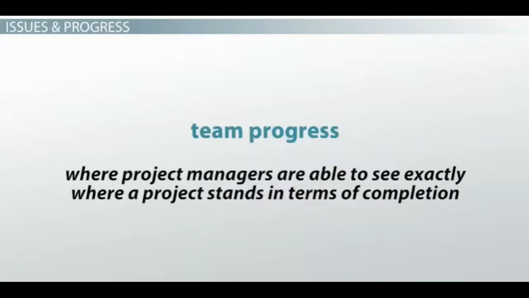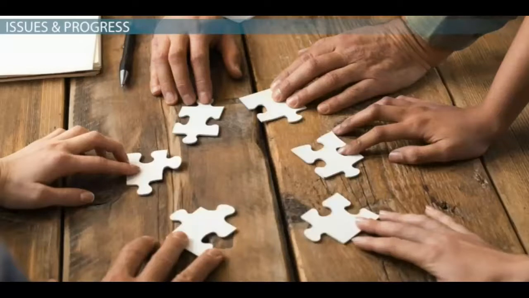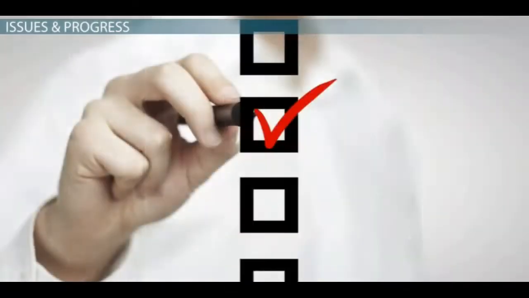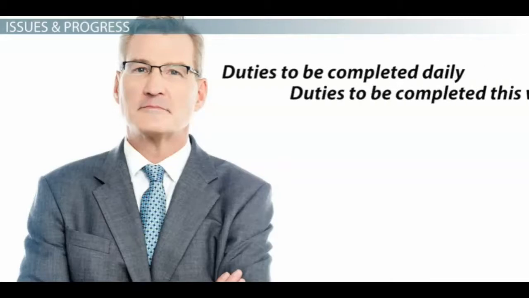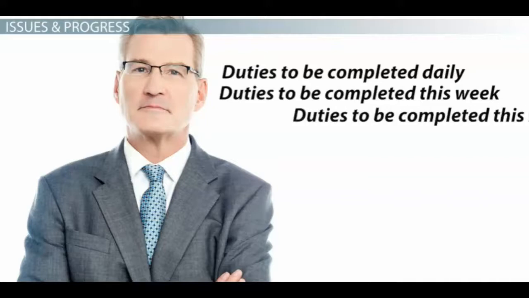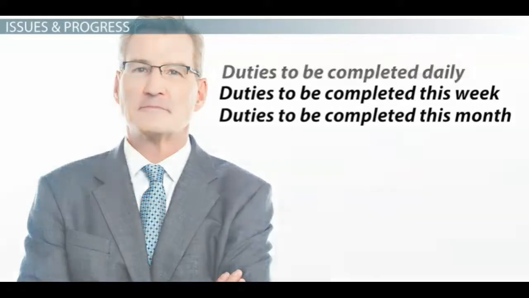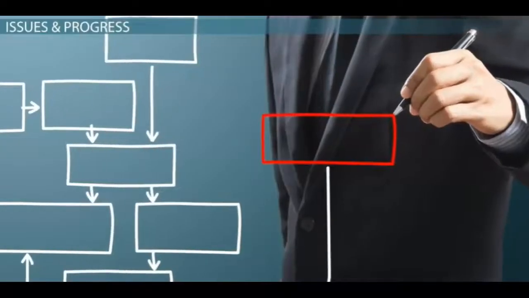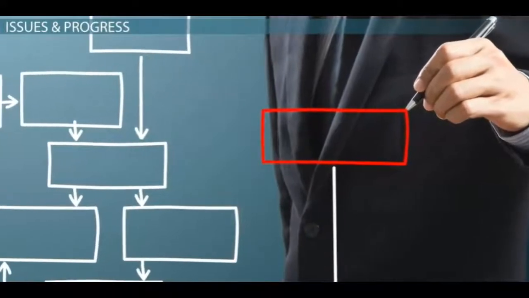Just as it sounds, the team progress portion of the checklist is where project managers are able to see exactly where a project stands in terms of completion. The progress section can tell managers which items have been completed, which items have not been completed, and even when the items were completed. Many managers and organizations choose to break down their progress in the following manner: duties to be completed daily, duties to be completed this week, duties to be completed this month. This method allows project managers to manage their projects one step at a time.